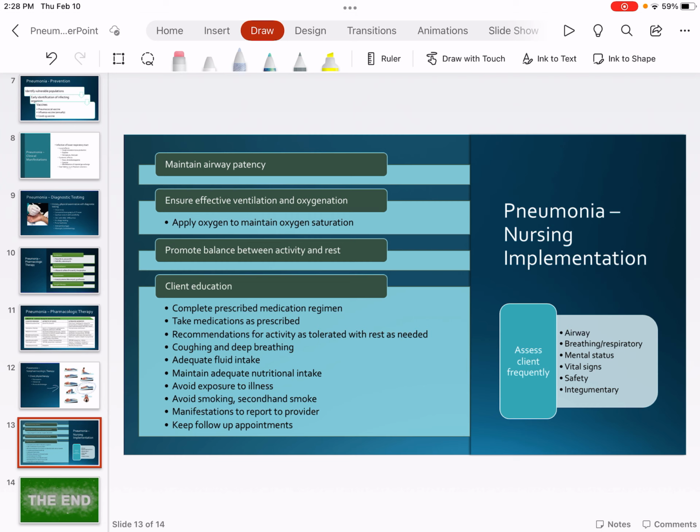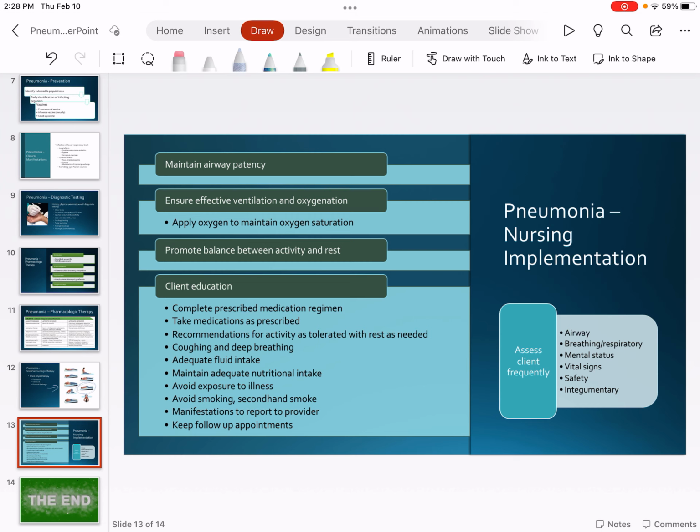So otherwise, nursing implementation. Maintain a patent airway, ensure effective ventilation and oxygenation. Apply oxygen to maintain the oxygen saturation that you want, per provider order, obviously. You want to try to promote a balance between activity and rest. These patients are going to be tired as a result of their infection, but you don't want them to lay in the bed or sit in the chair and never get up. They still need to get up at least a few times a day. That promotes lung expansion, ventilation, oxygenation.